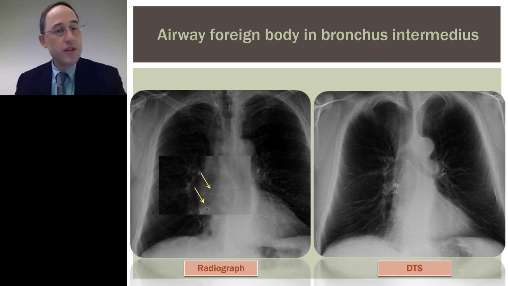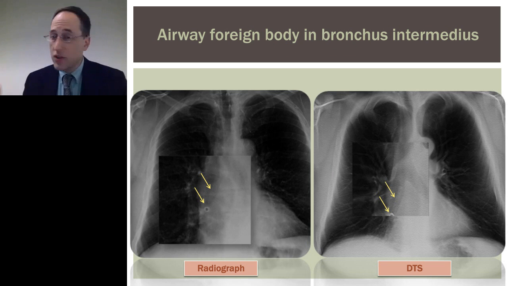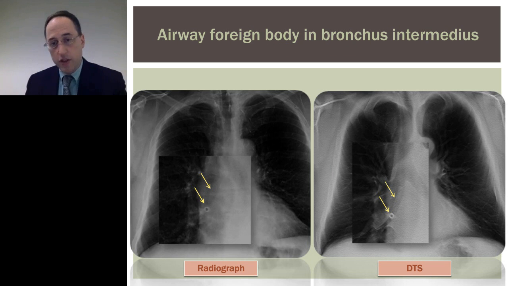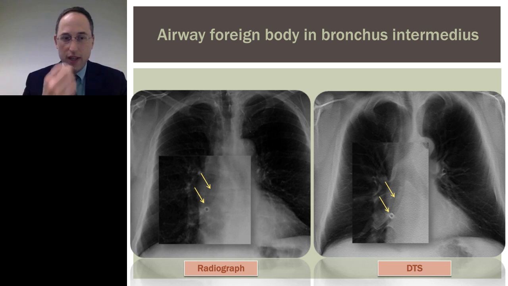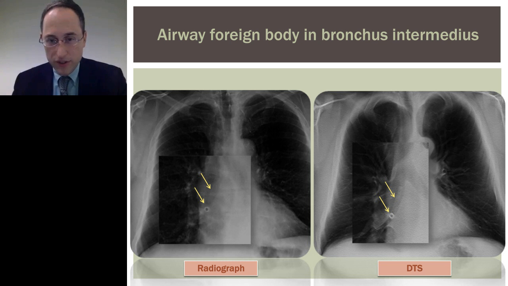Okay, so let me just show you some cases and then we'll be done. These are just some interesting cases. This was a patient who there was a concern that he had aspirated something. We went ahead and did a radiograph, and we saw something overlying his right lower lobe airway. And in the tomosynthesis scan, you notice that you can see this entire foreign body in his airway here. This was actually one of these devices used for vocalization that he had aspirated.